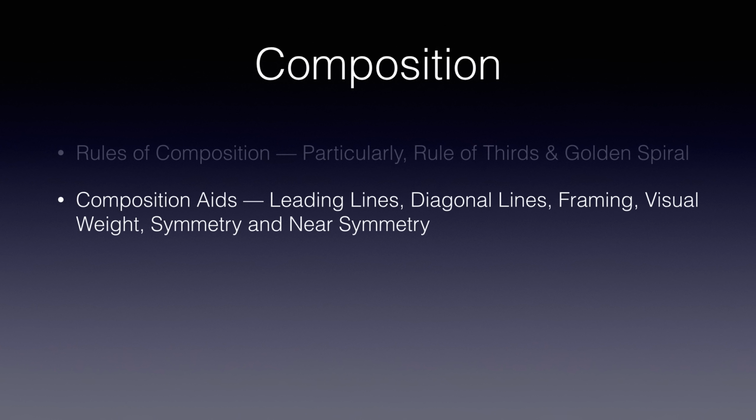Visual weight is a very powerful composition aid and something to think about. And kind of going along with visual weight is symmetry and near symmetry, what I call near symmetry. Symmetry I mentioned in one of the previous videos. Let's say you had an array of oranges, and I don't remember what array I mentioned, but let's just say it's a 10 by 8 array of oranges. So you have 80 oranges, and they're all side by side, one over the other.